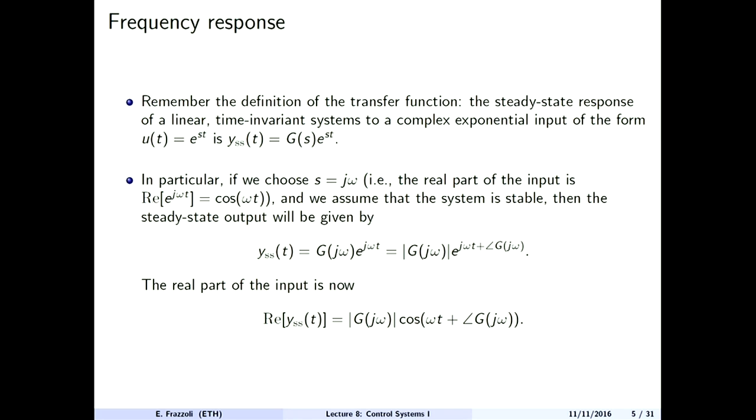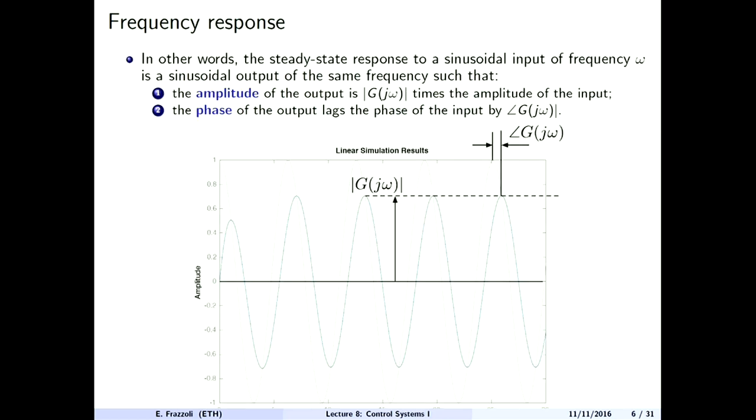And these two terms, the magnitude of the transfer function and the phase of the transfer function, are exactly what the Bode plots study. So the whole story about Bode plots is: how does the transfer function of a system change at different frequencies? How do we figure it out? How do we plot it out?